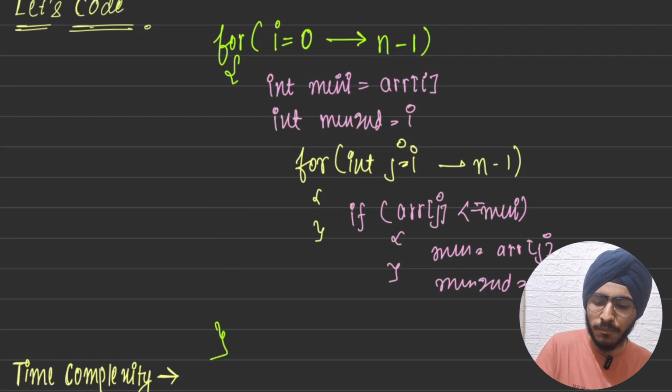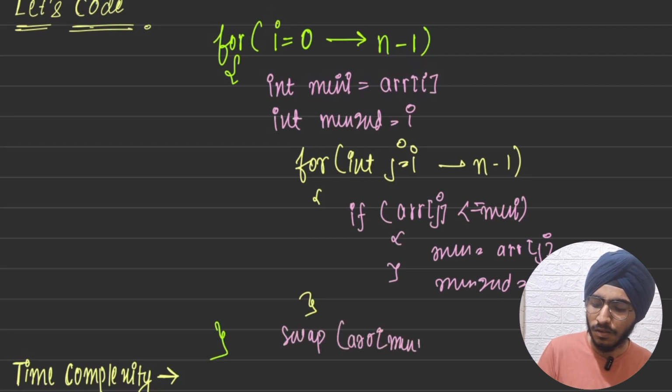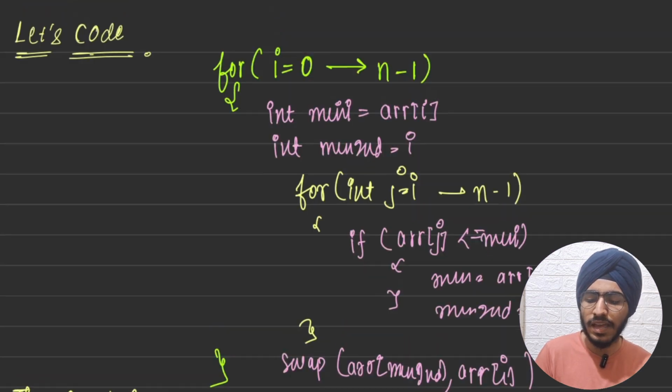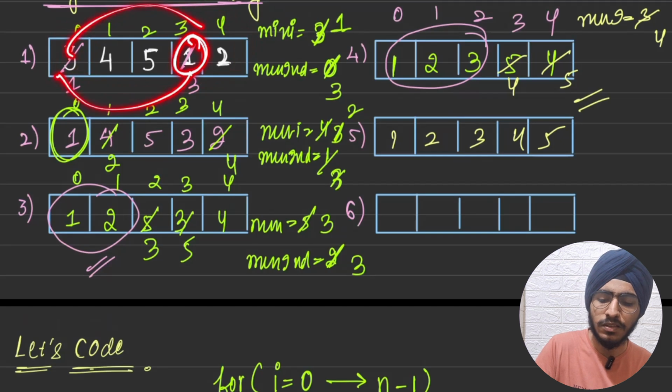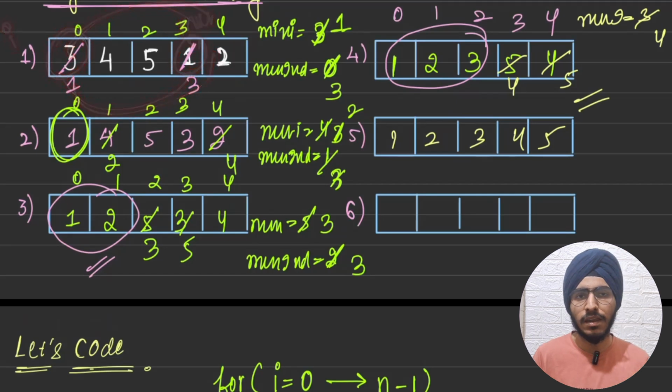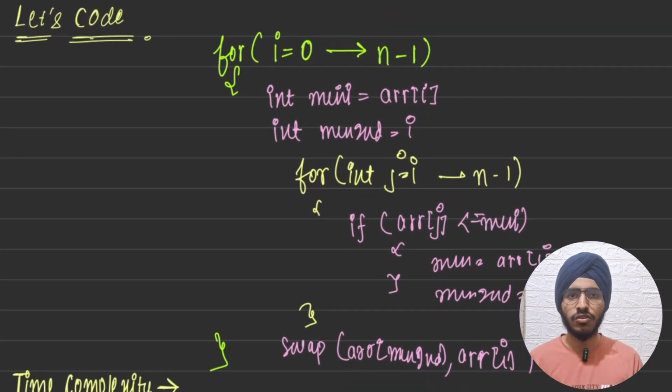And at the end, after completing these iterations, whatever minimum index you got, swap this minimum index with array of I. That is, whichever element you are starting with. For example, you are starting with the 0th element and you find a smaller element, let's say here. So we'll swap these two, the 0th, that is I, and whatever the minimum index is: swap array of I with array of minimum index, right? So this is the logic. So let's code it up on the editor.